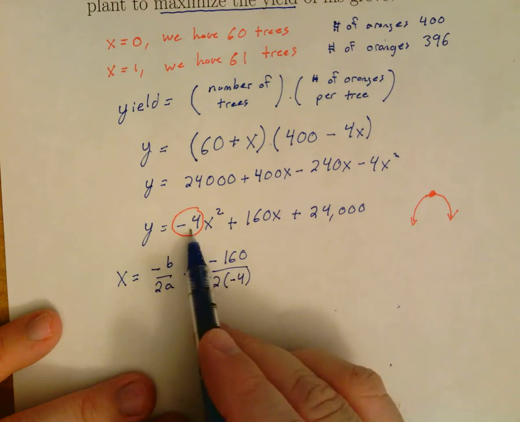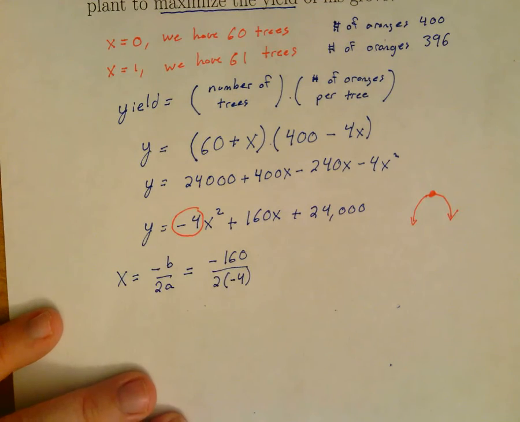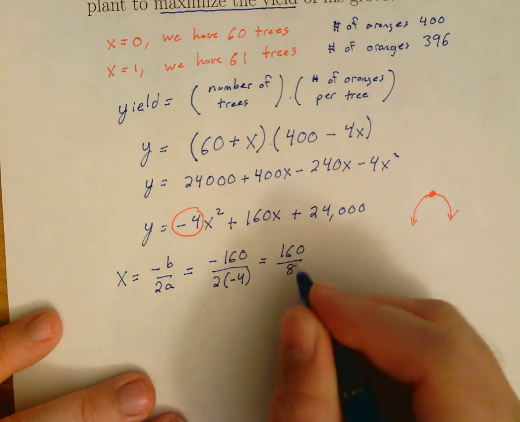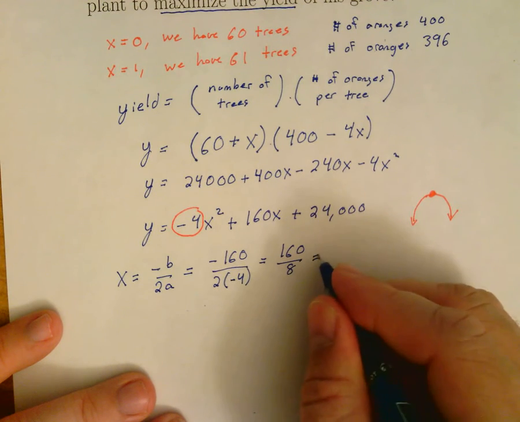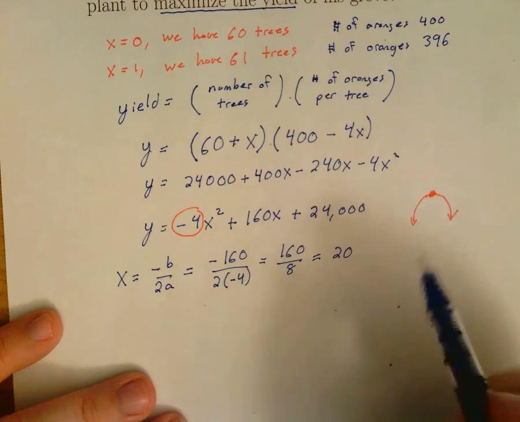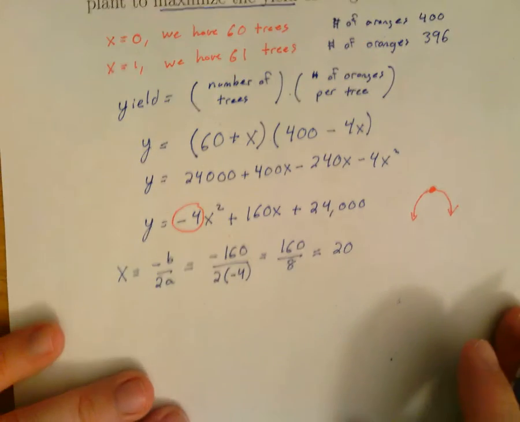So again, this is my a and this is my b. So that's going to turn into 160 divided by 8. The negatives cancel out, and I'm left with 20. So I'm actually planting 80 trees, because remember, this is in addition to the original 60.